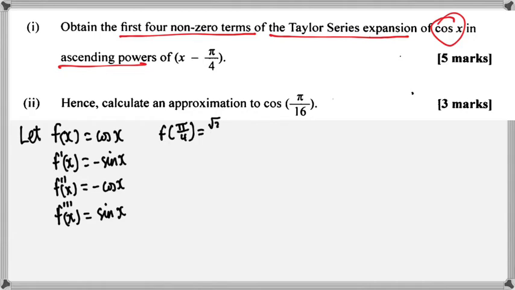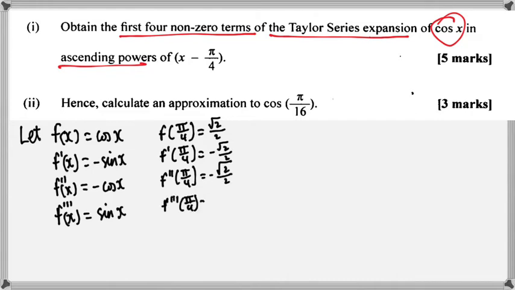So we plug that into f, and we plug it into the other derivatives as well. When you plug it in, you should get root 2 on 2. Make sure your calculator is in radians. The next one, when you plug this in, you get negative root 2 on 2. Actually, for all of these, you will get root 2 on 2. It's just to make sure you remember your signs. Don't forget your signs. So this would be negative root 2 on 2, and the last one would be positive root 2 on 2. So we have what we need here.